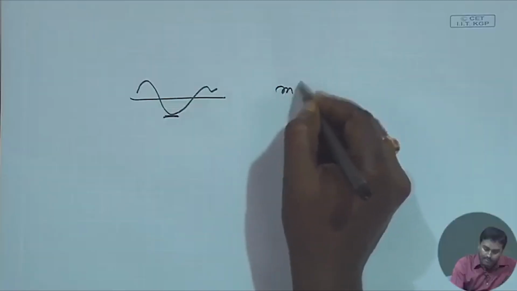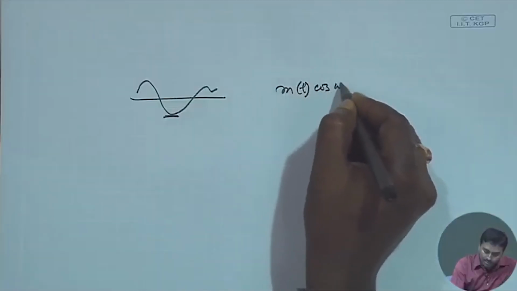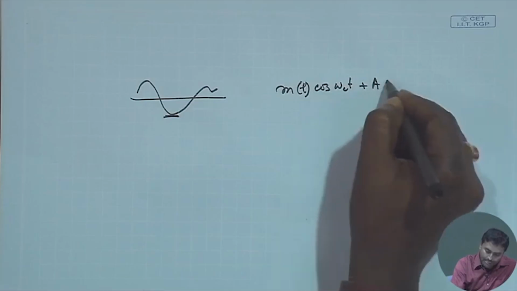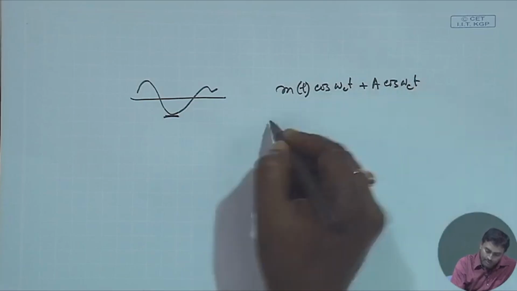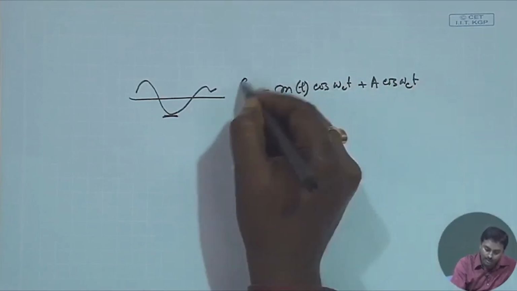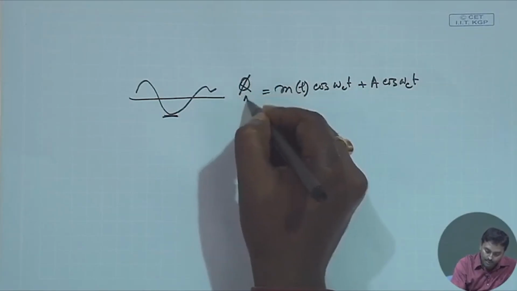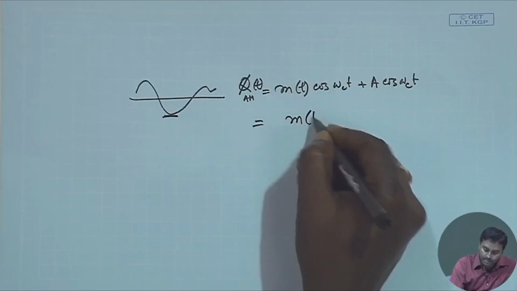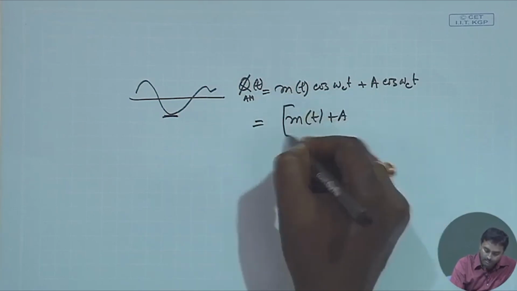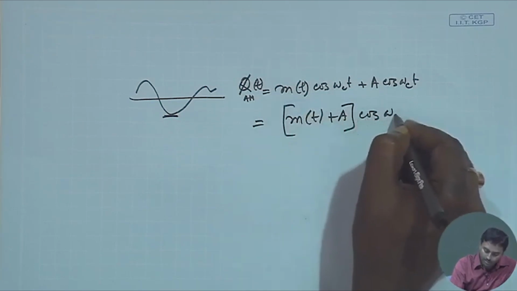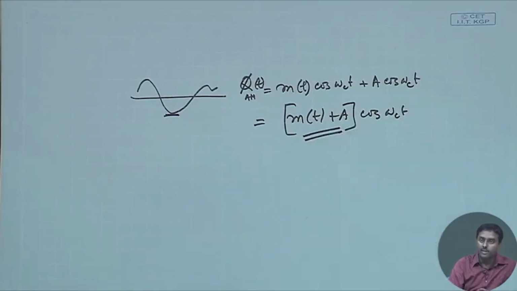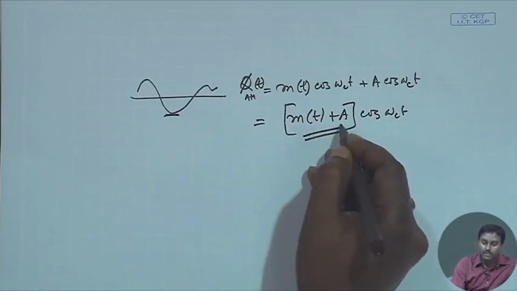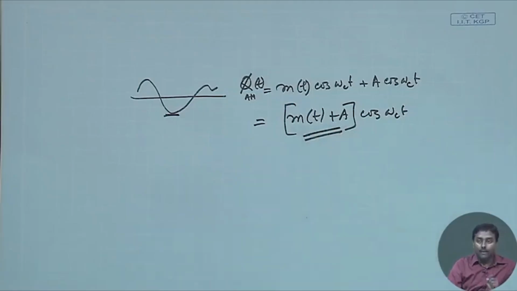This is something we have already proven: m(t) cos ωct, I add A cos ωct to it, which is actually this φ_AM(t). So, this is just m(t) plus A, into cos ωct. So, this is my new message signal, where with m(t) I am adding A.